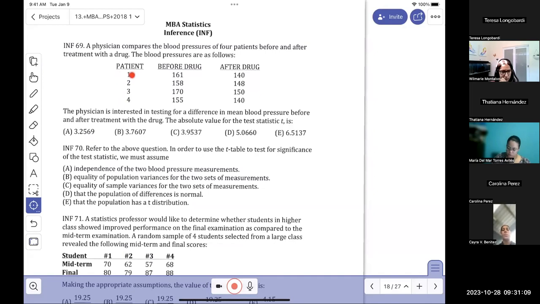So this is the first patient, and before the treatment they had a blood pressure of 161, and then it went down. Here 158, it went down, 170 went down, 155 went down. But are these really significant? The significance is determined by the natural variation of the numbers, which is captured in the standard deviation. So we need to analyze whether this difference is so many deviations from the mean that it's really an outlier result.